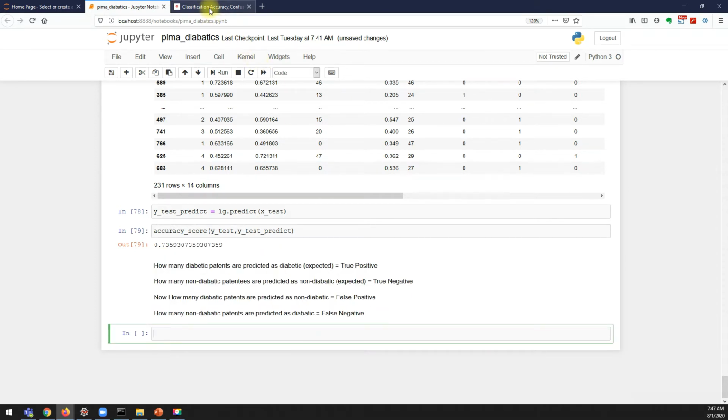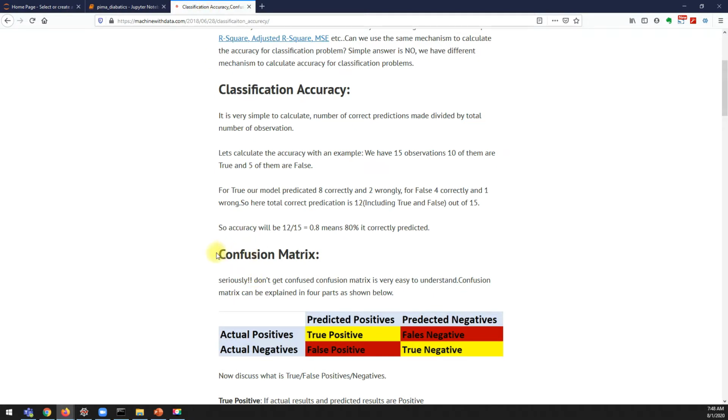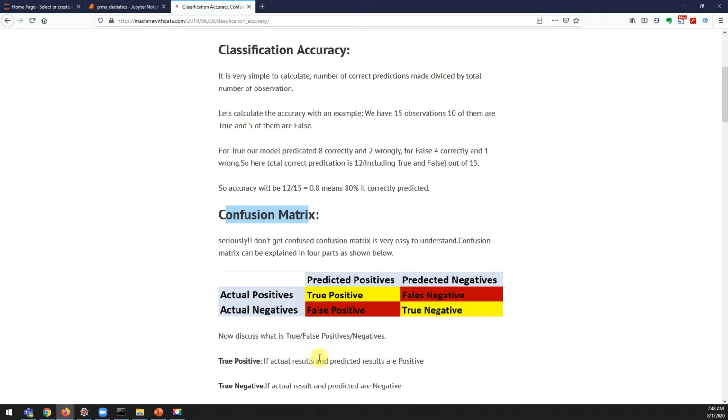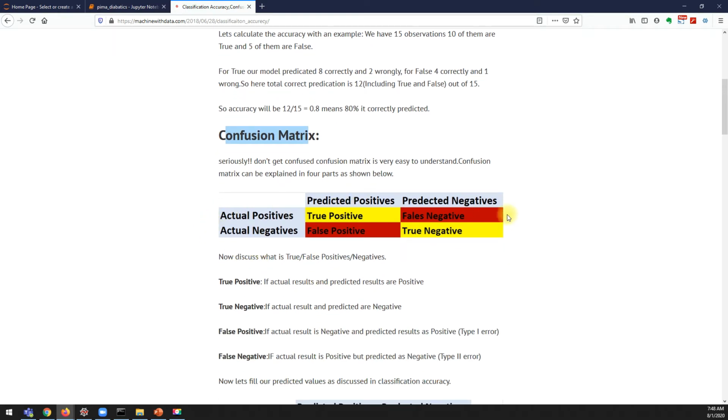we need a matrix called the confusion matrix. The name says confusion, but it's not that confusing. Don't worry, we'll try to understand how the confusion matrix works. If you see this screenshot, we have actual positives and actual negatives. If you compare with our example, it is diabetes and non-diabetes, where we can assume diabetes as positive, usually, and non-diabetes as negative. And we have predicted positives and predicted negatives.